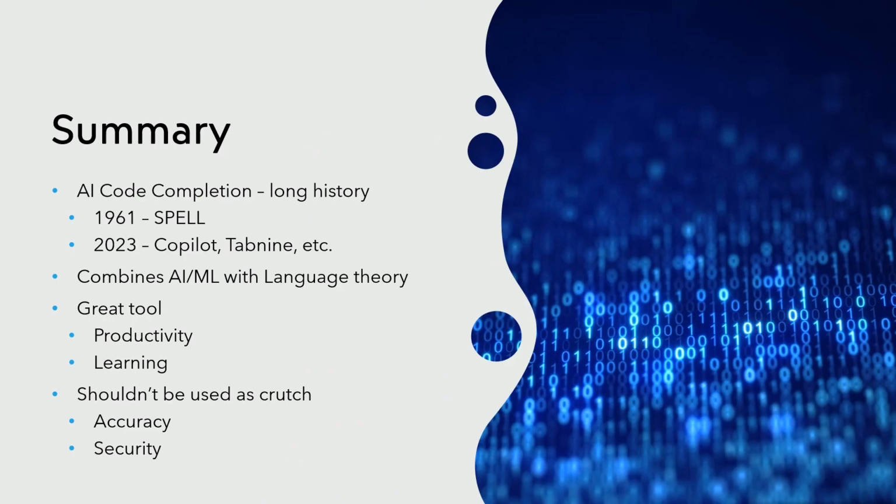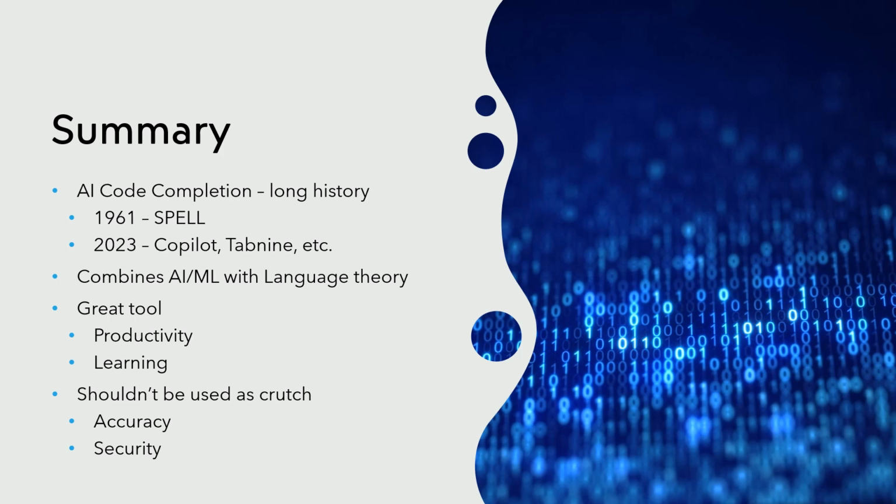So I want to wrap up with a summary about what I've talked about today. So I started with AI code completion. It's had a long history from 1961 to 2023. We started with a single program that could predict what kind of word you were trying to say. And now we have all of these models such as Copilot, Tabnine, ChatGPT, etc., that can generate large patches of code for you given small inputs. And it does that by combining artificial intelligence and machine learning with the theory of programming languages.